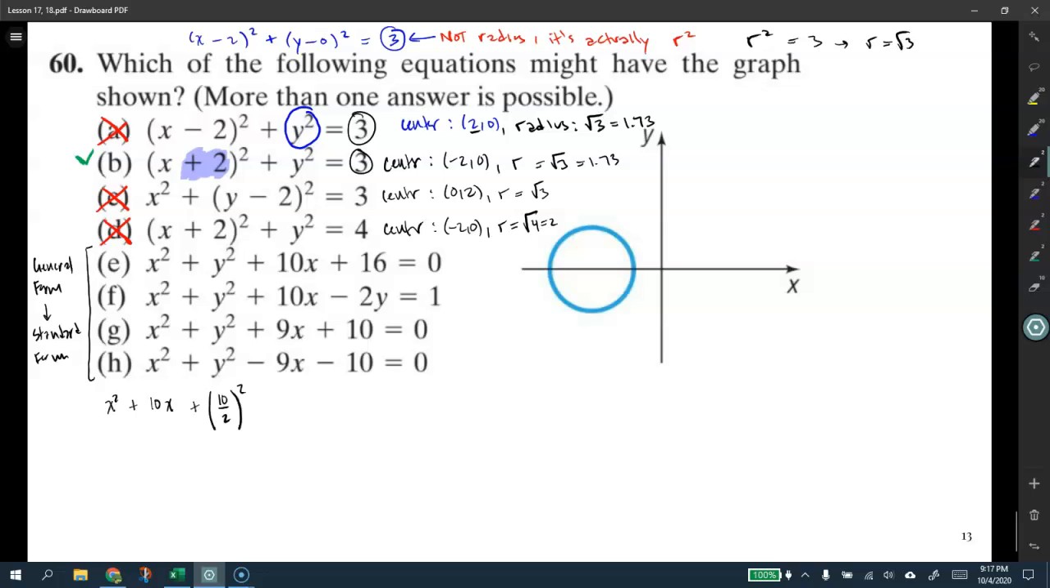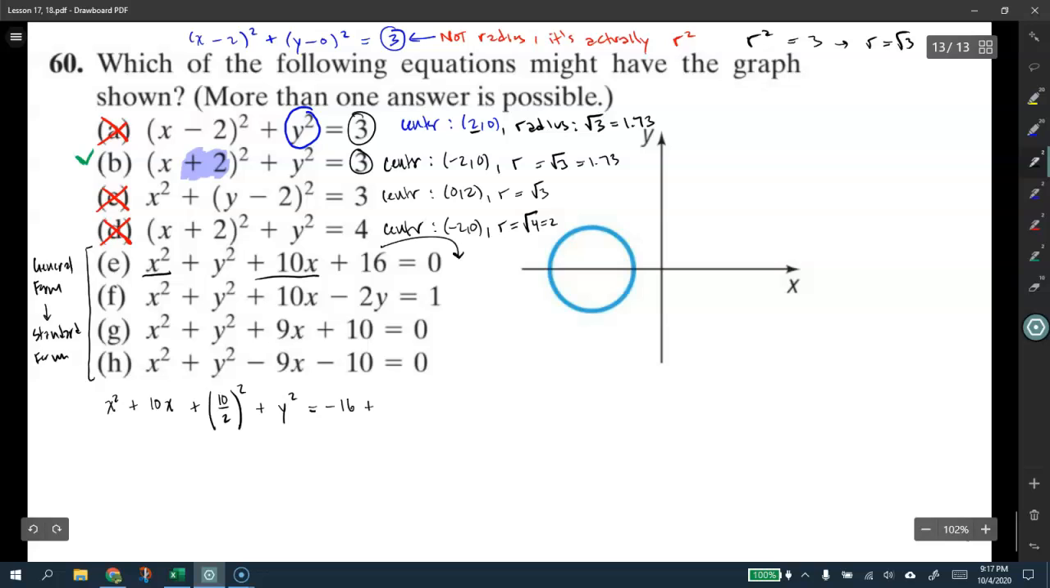So you end up with x squared plus 10x plus 10 over 2 squared. That's called completing the square. And then you have y squared, right? Now notice that there are no other y's here. And because there are no other y's, we don't need a plus. There is nothing else there. And so on the right side, what we're going to do is send the 16 over. So that becomes a negative 16.